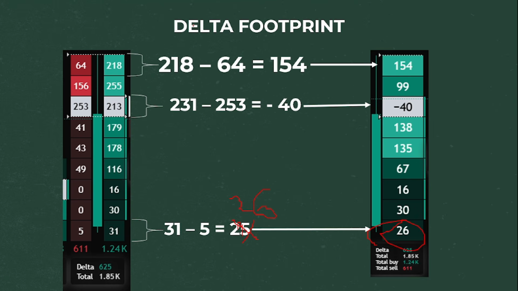I think you understand also how easy it is to calculate the delta footprint. We just have to find the difference between the buyers and the sellers at each price level. Actually, it should be tick-to-tick data, but this is the footprint candles from TradingView. TradingView doesn't show the tick-to-tick data. It's just an example I want to put for easy explanation.